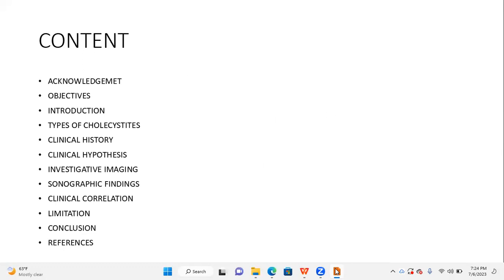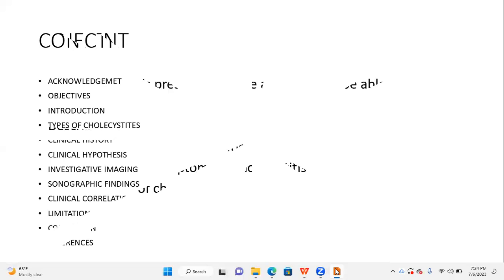This is the table of contents. I'll run you through. So there's acknowledgement, objectives, introduction, types of cholecystitis, clinical history, clinical hypothesis, investigative imaging, sonographic findings, clinical correlation, limitation, conclusion, and references.